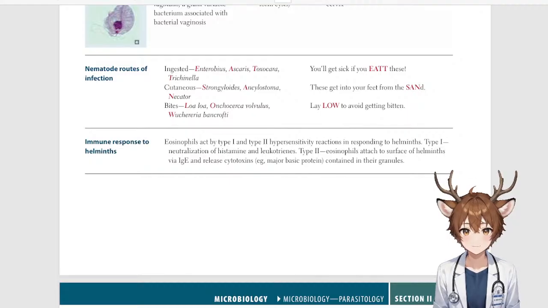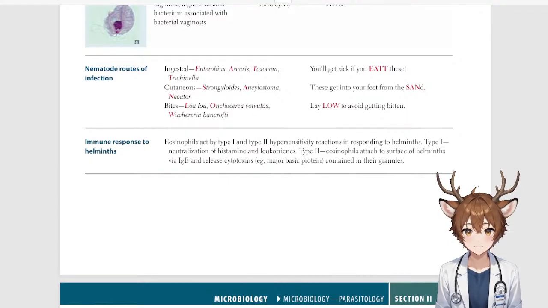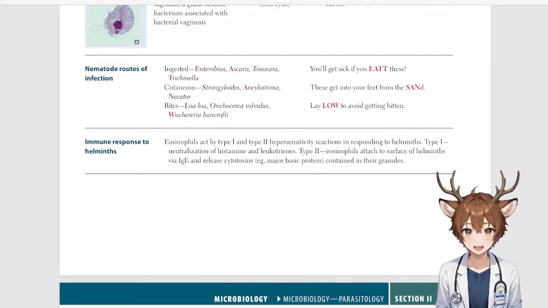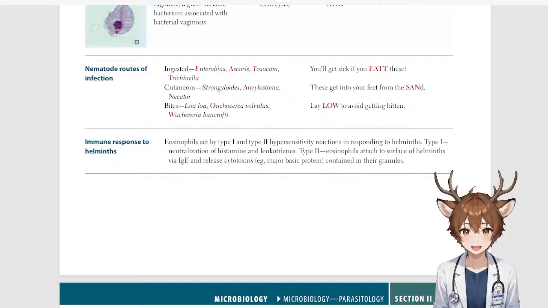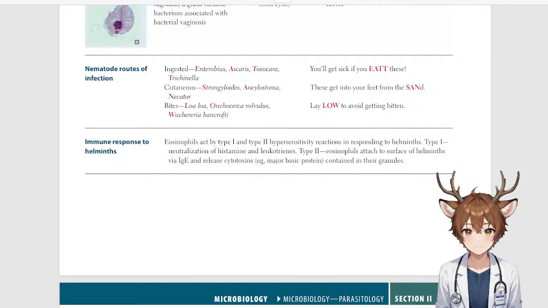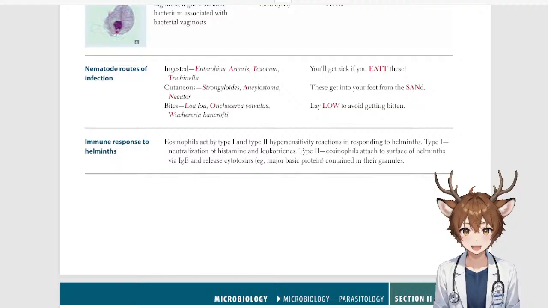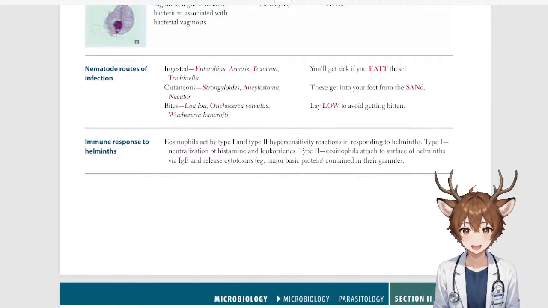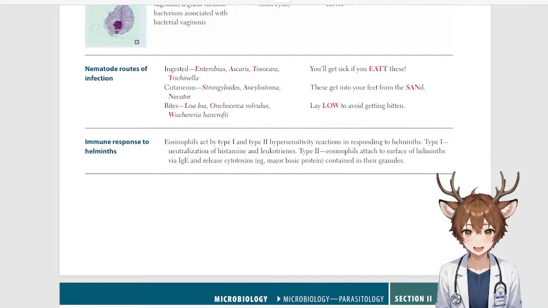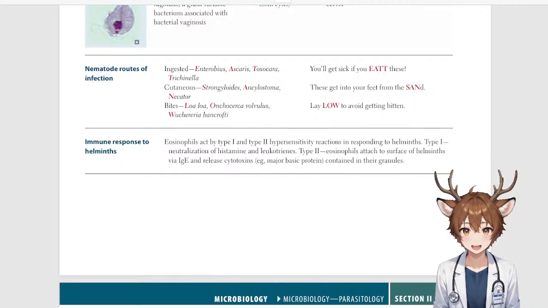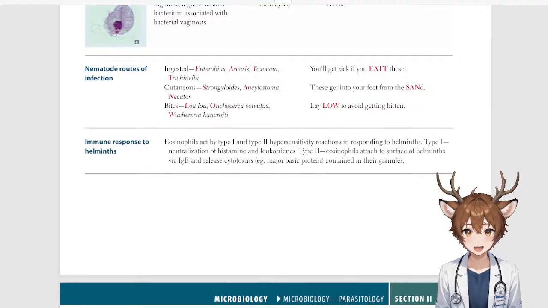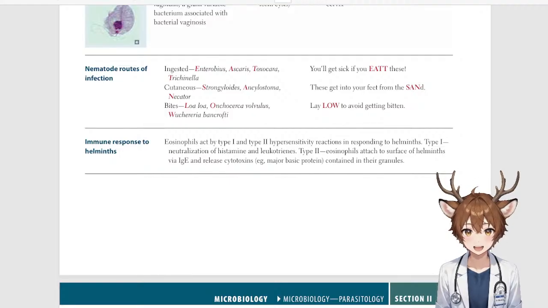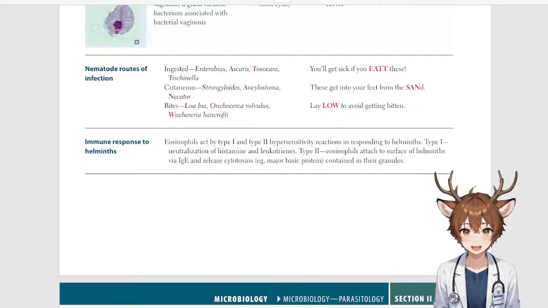Where were we? Okay. Nematode routes of infection. Ingested: Enterobius, Ascaris, Toxocara, Trichinella, Trichuris. Sorry, so ingested types. And here's a learning device: you'll get sick if you eat these. Okay. Cutaneous types: Strongyloides, Ancylostoma, Necator. These will get into your feet from the sand.